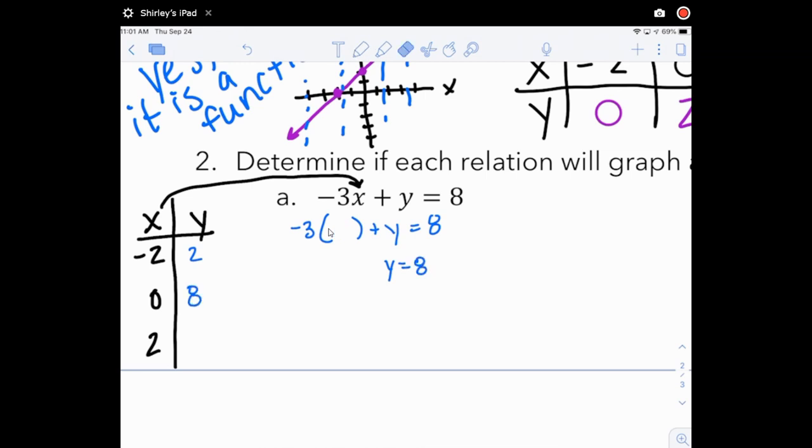And now I'm going to go ahead and input a +2. And I'm going to do that math again. -3 times 2 gives me -6. So now I'm just thinking, well, what can I add to -6 to get 8? But again, this is your one-step equation. So I'm going to go ahead. What's the opposite of -6? We can add 6 to both sides. And then we end up with y is equal to 14.